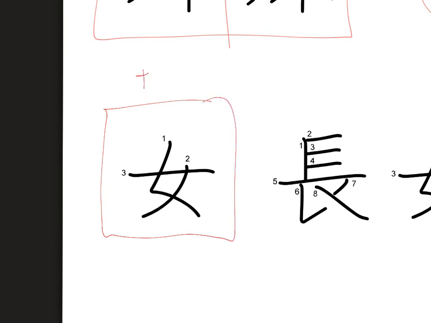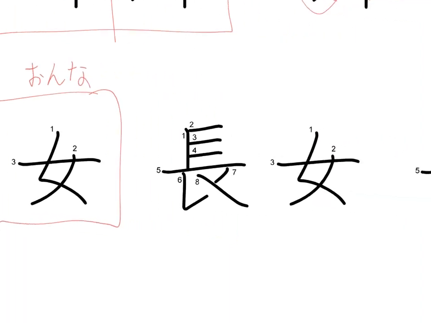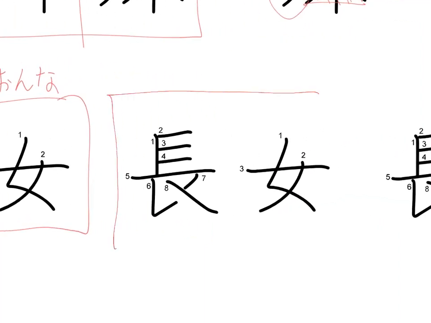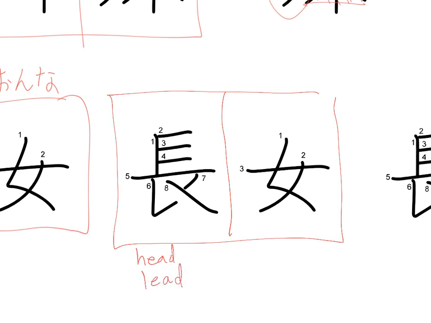But this is the single kanji for female, onna. Now, if we take that idea of onna, but we combine it with a different kanji, this kanji on the left here is the word used in a compound to mean head or lead, kind of like the head teacher of a school would be the principal, and you'd use that same kanji for it. By itself, it can also mean the adjective long, but here we're going to think of it in the context of head and head female.